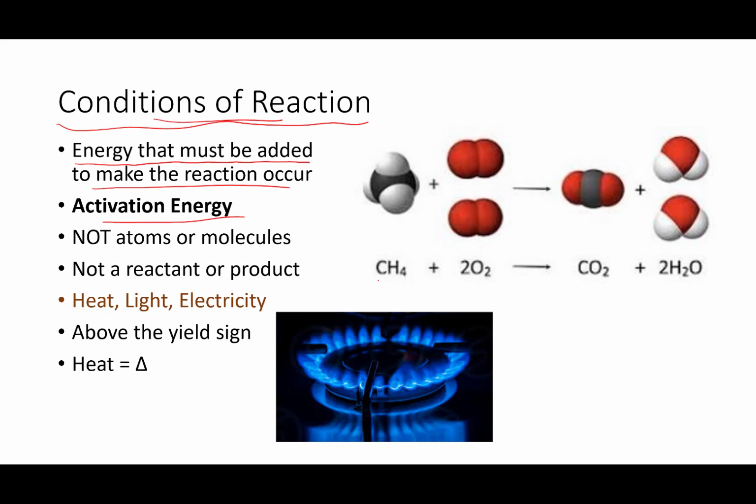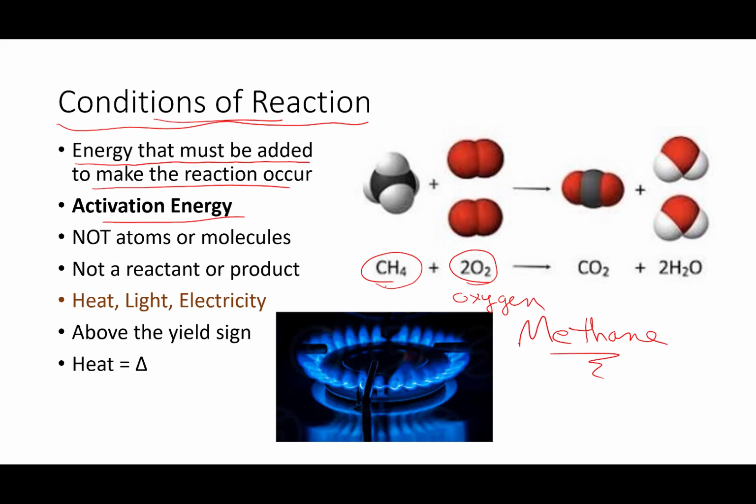This reaction here, CH4, this is methane. If you have a gas stove, odds are you have methane that comes out of your gas stove. O2, of course, is elemental oxygen that is in the atmosphere. And if you just open up the valves on your gas stove, it's not going to spontaneously combust.